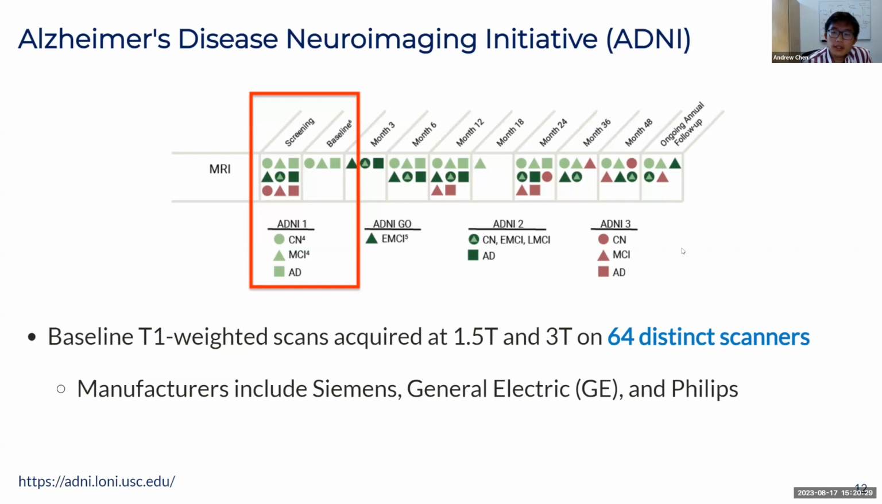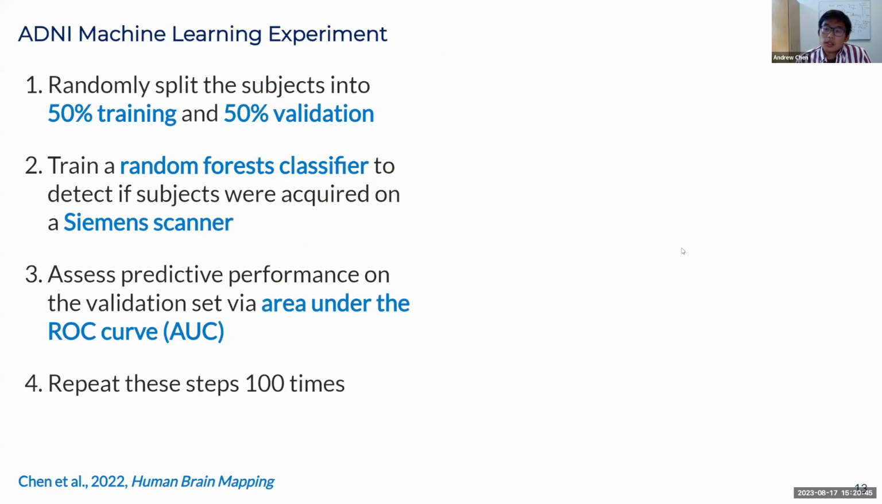And this particular phase of the study involved 64 distinct scanners and included 3 different manufacturers. So we expected to see, because of magnetic field strengths, as well as the sheer number of different scanners, that there'd be pretty notable differences across these study sites. So in order to look at this, we designed a machine learning experiment because we wanted to see if we could detect which manufacturer the images were acquired on just based on their cortical thickness.